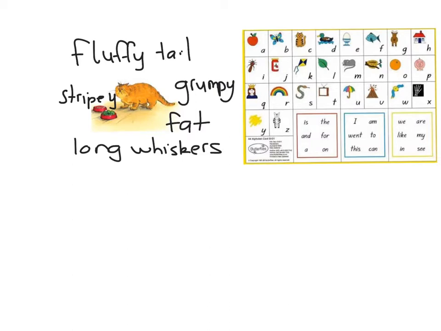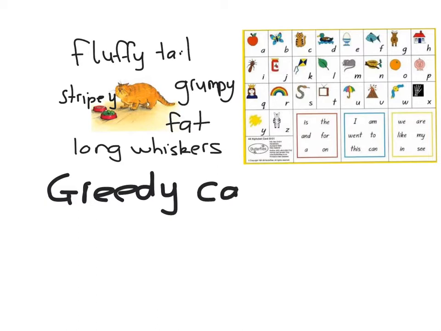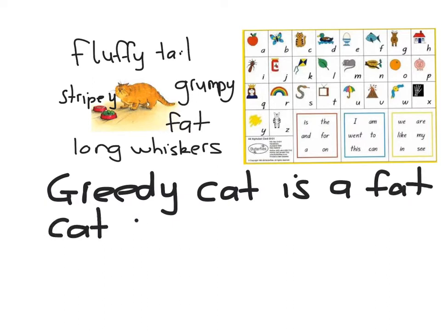My first sentence is going to say, Greedy Cat is a fat cat with stripy fur. So I'm going to write that down. Greedy Cat is a fat cat with stripy fur.